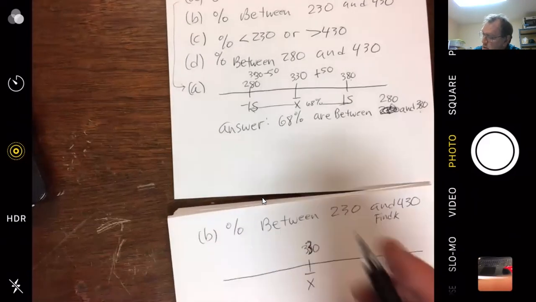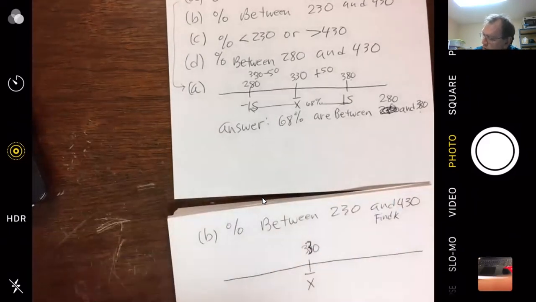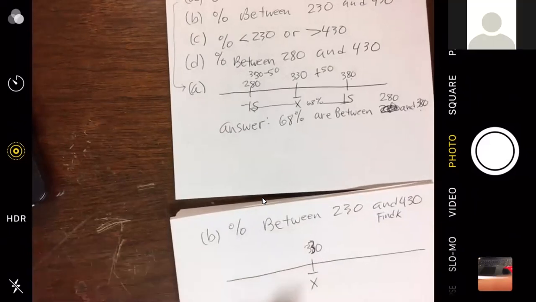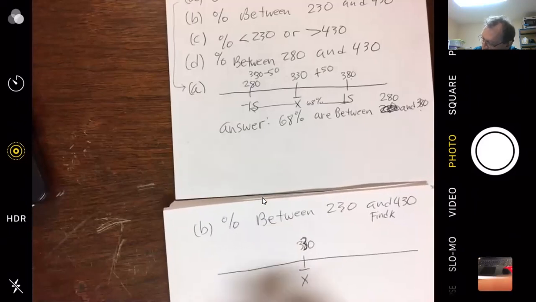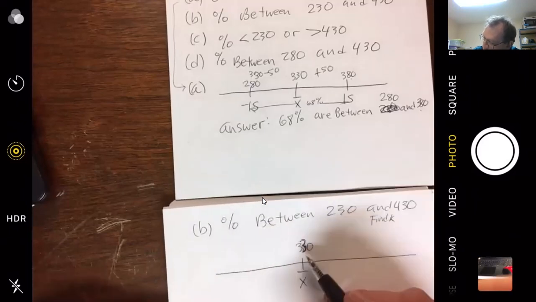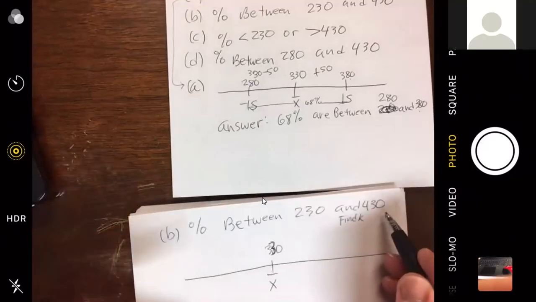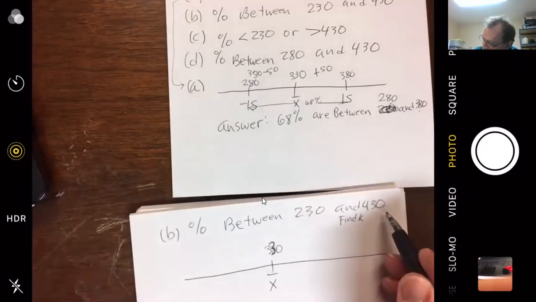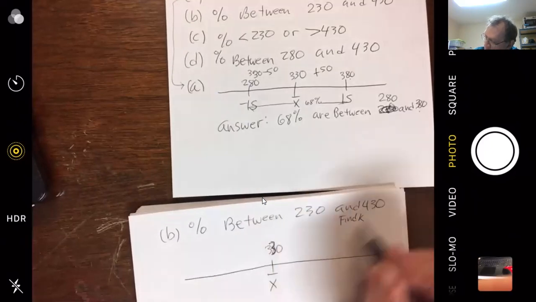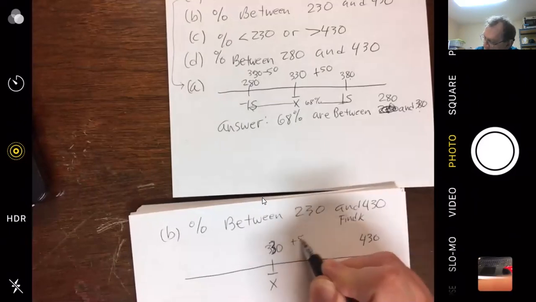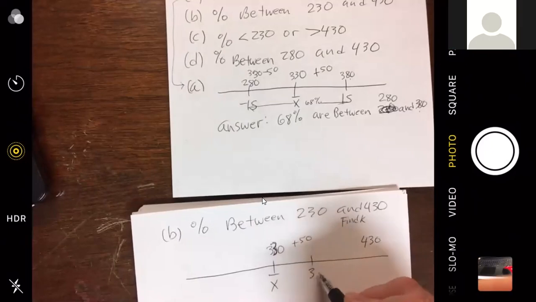Yeah, you're right. So I got to work my way up to 430. Can you do it in your head? Yes. It's 100, right? And the standard deviation is 50, you want to get up to 430. Well, you add two standard deviations here. You got to one standard deviation. That's at 380. So yeah, add another 50, and you're at two standard deviations.